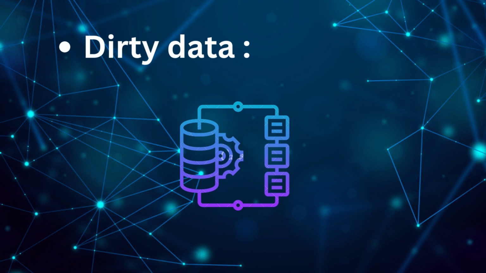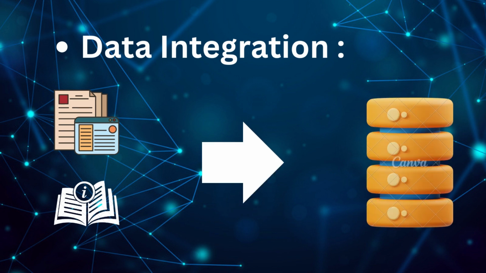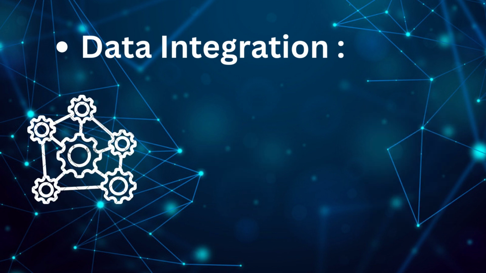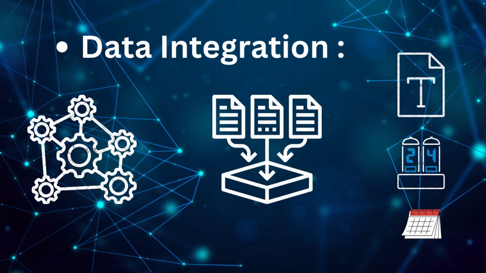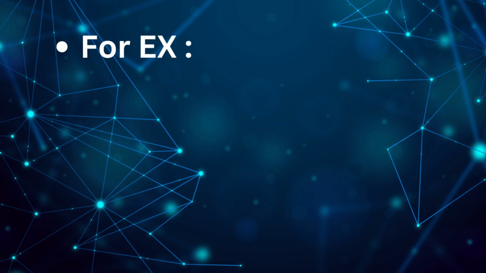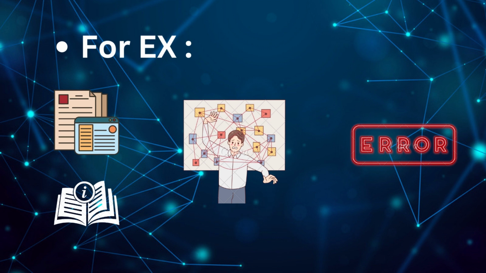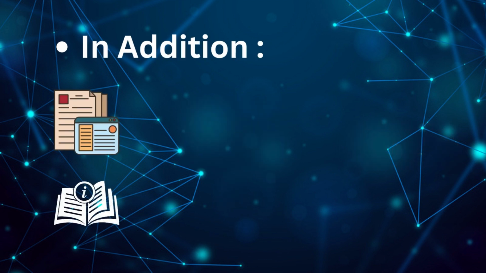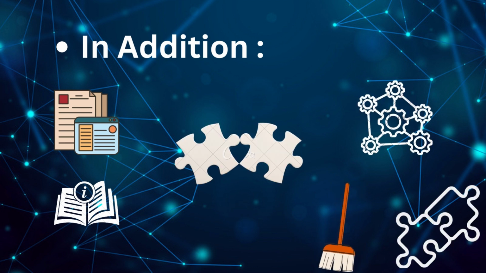Data integration is the process of combining data from different sources into a single data warehouse or data lake. This can be a complex process, as the data from different sources may be in different formats and may not be compatible with each other. Data integration can impact the cleanliness of data in a number of ways. For example, if the data from different sources is not formatted consistently, this can lead to errors and inconsistencies in the integrated data. Additionally, if the data from different sources is not compatible with each other, this can make it difficult to clean and integrate the data.